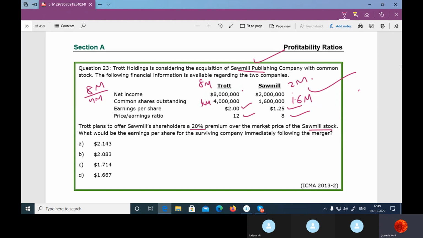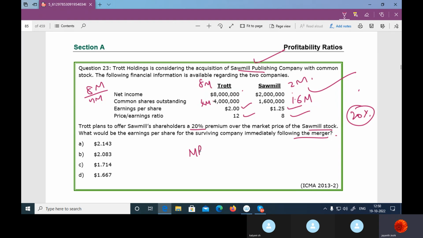That means they are ready to pay 20% more than the market price of the Sawmill stock. What would be the EPS for the surviving company immediately after the merger? So they are ready to pay 20% more than the market price. First you need to get the market price. Do you know what is the market price?